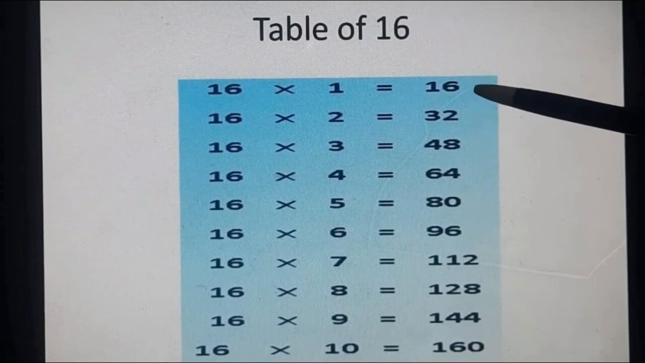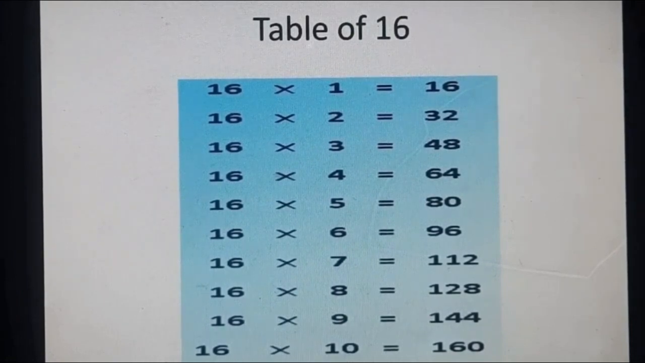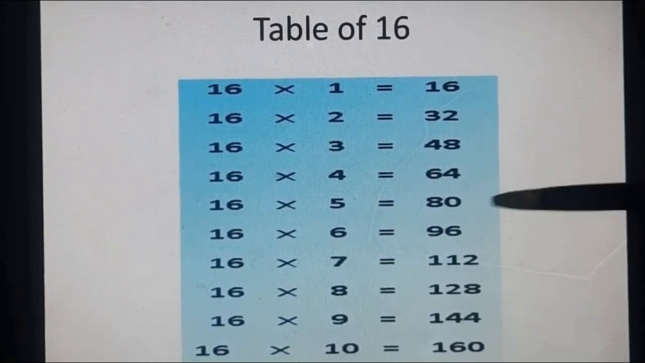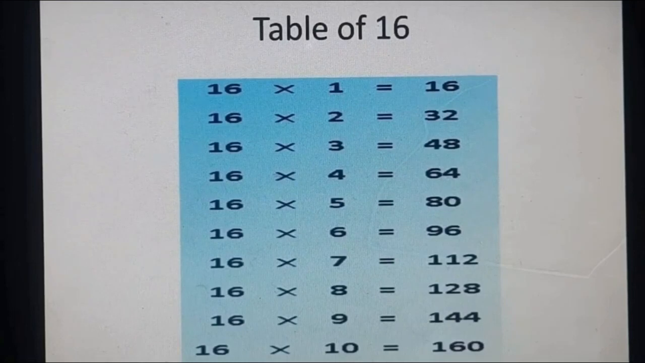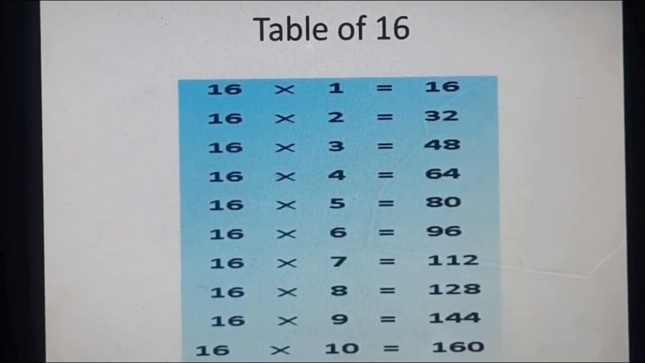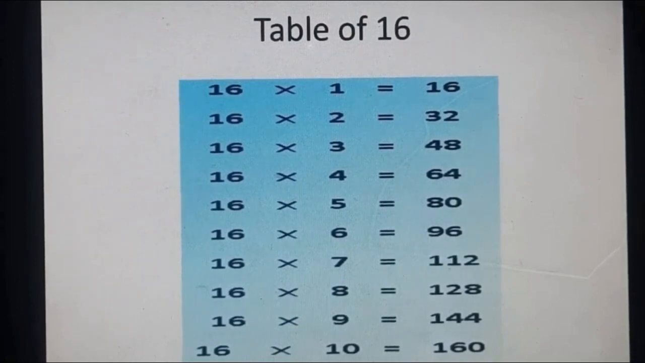16 ones are 16, 16 twos are 32, 16 threes are 48, 16 fours are 64, 16 fives are 80, 16 sixes are 96, 16 sevens are 112, 16 eights are 128, 16 nines are 144, 16 tens are 160.